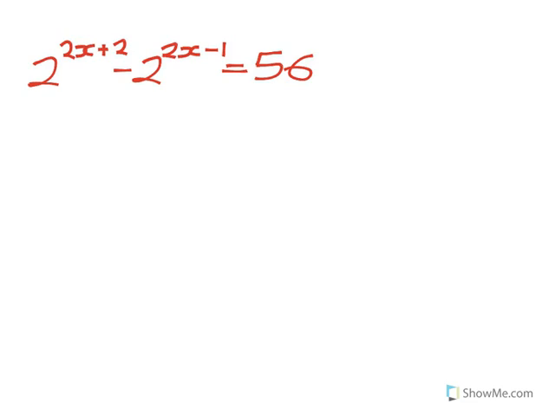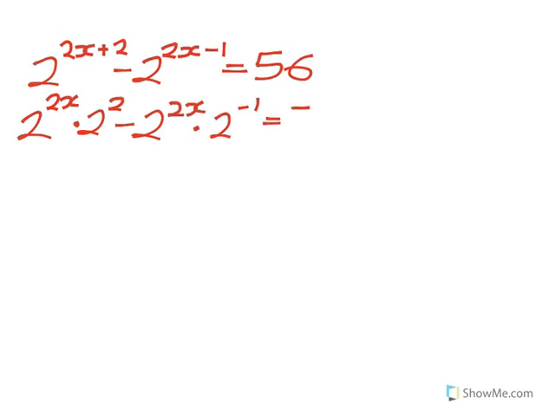Now the first thing to do is to split these into their product. Now 2 to the power 2x plus 2, remember, according to the laws of exponents, is 2 to the power x dot 2 to the power 2 minus 2 to the power 2x dot 2 to the power negative 1 is equal to 56. Now the next thing that you need to do is to factorize on the left hand side 2 to the power 2x. You can see you have got 2 to the power 2x, you have got 2 to the power 2x.